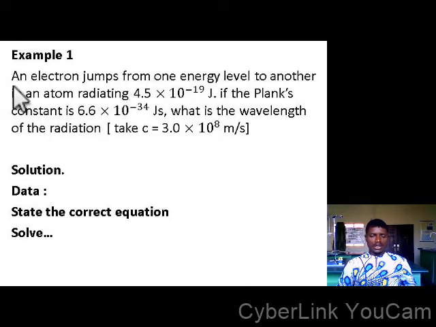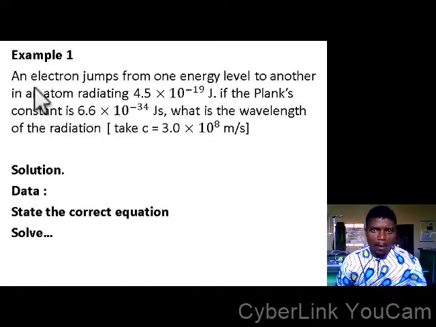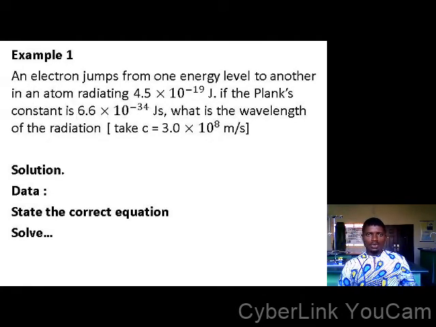Here they're asking you, an electron jumps from one energy level to another in an atom, radiating this many joules of energy. That is your E is equal to this. If the Planck's constant, the h, is this, what is the wavelength of the radiation? Take c to be this. So I would like you to try these questions out.